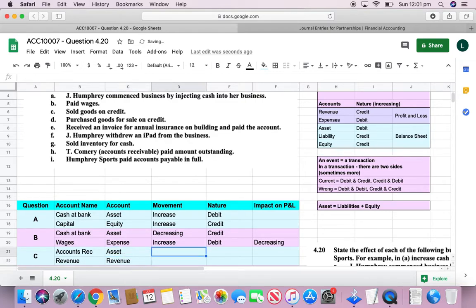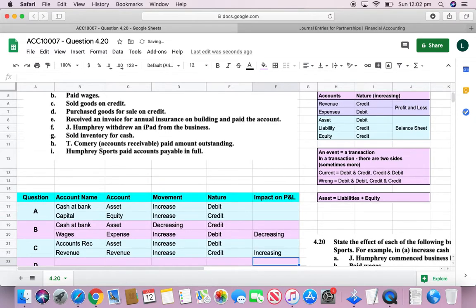All right, so accounts receivable is increasing. It's an asset. Asset's a debit nature. Revenue, we're making money, so it's increasing. It's a credit nature. What's our impact to the P&L? We've got revenue, it's increasing, so that means our P&L is increasing. Okay, we've done number C.